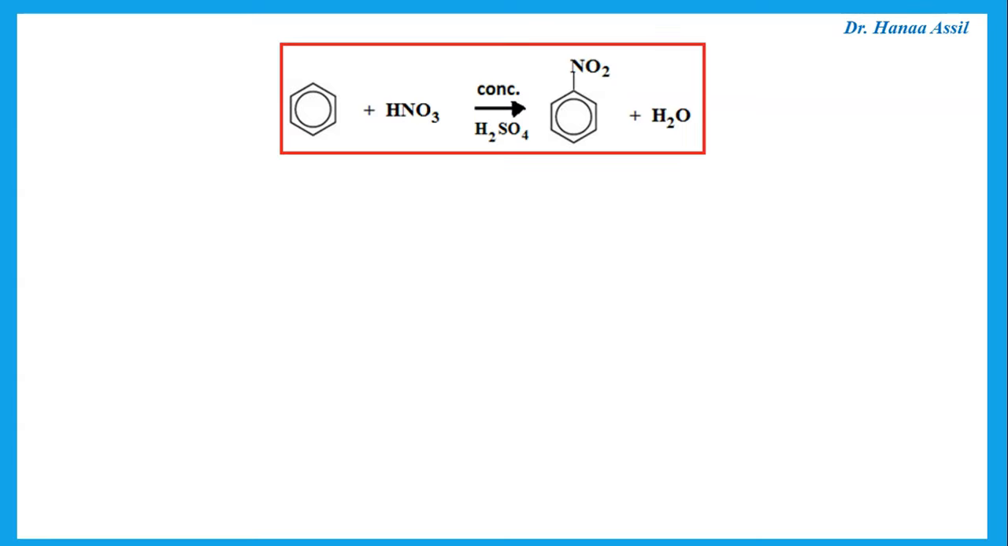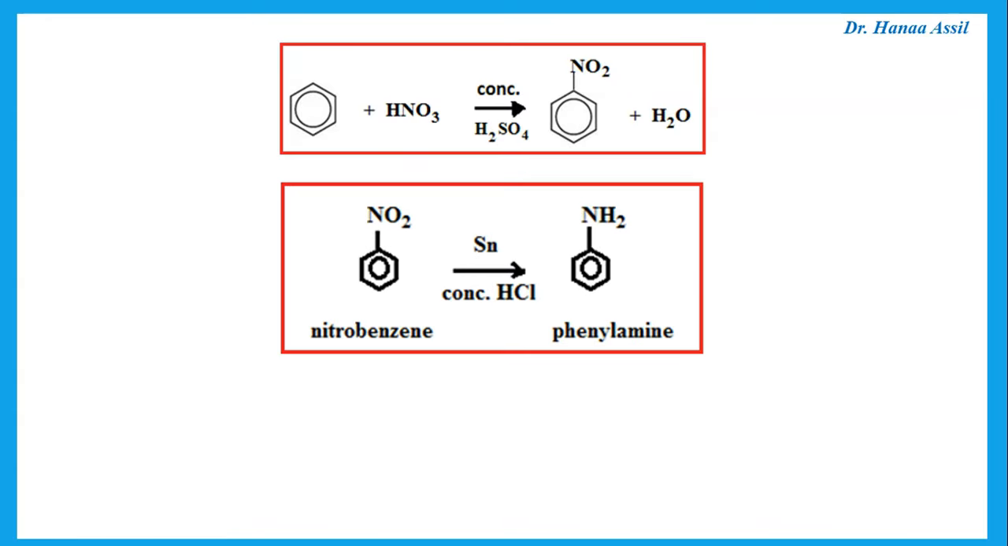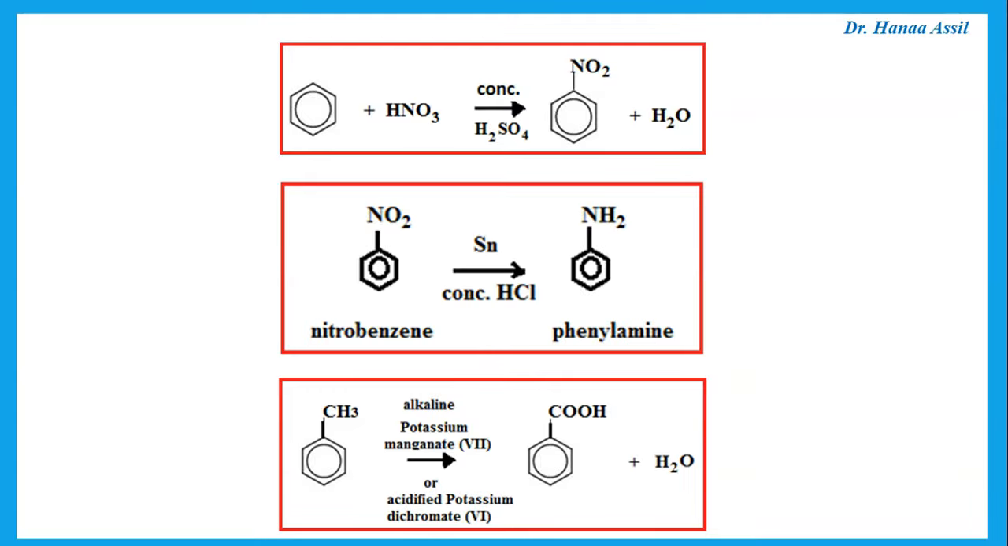How do we add a nitro group to the benzene? React the benzene with concentrated nitric acid and concentrated sulfuric acid. How do we change this nitrobenzene to phenylamine? We reduce it using tin in presence of concentrated HCl.